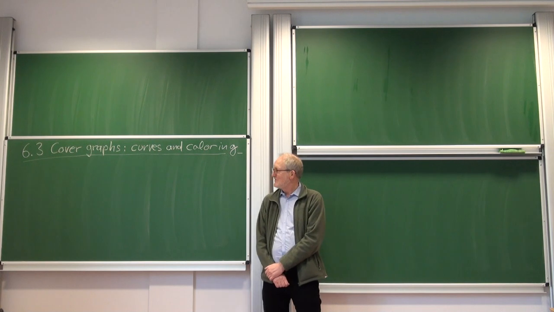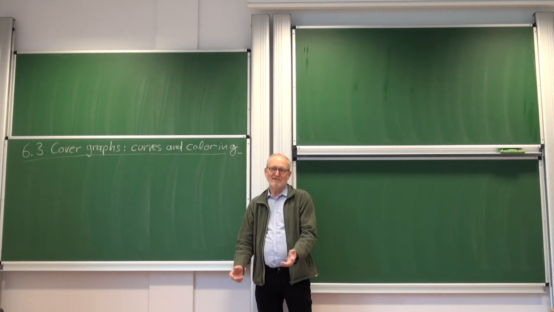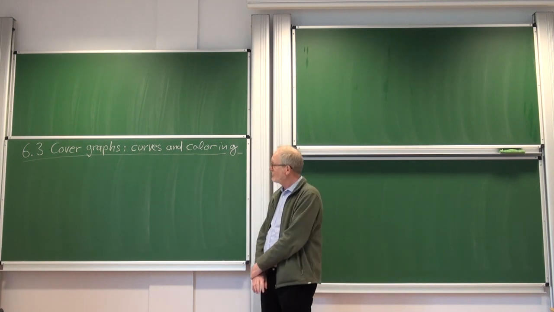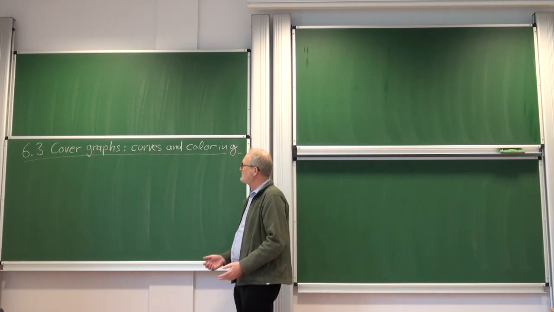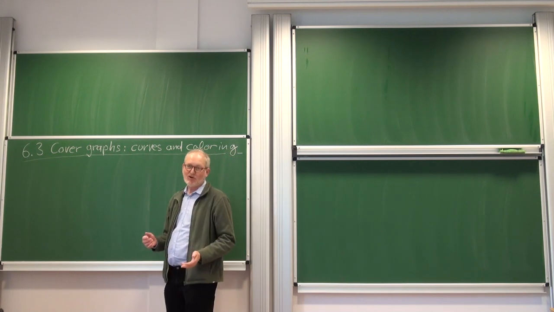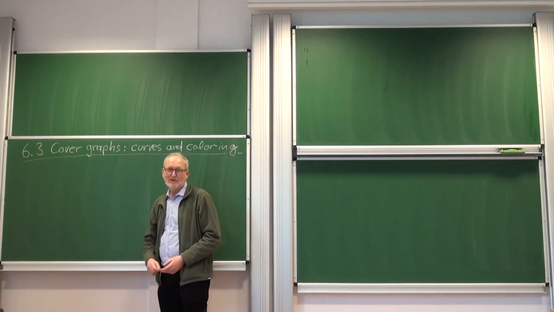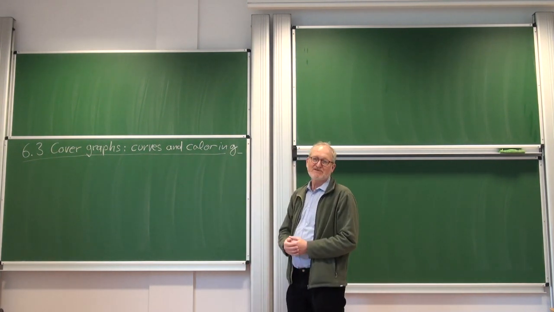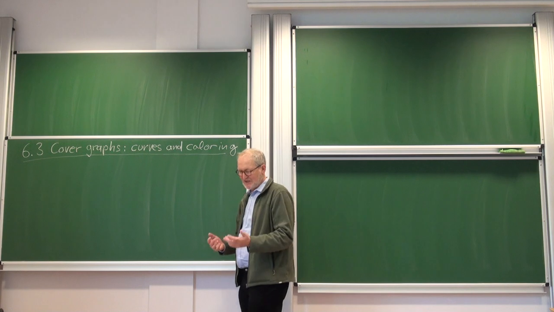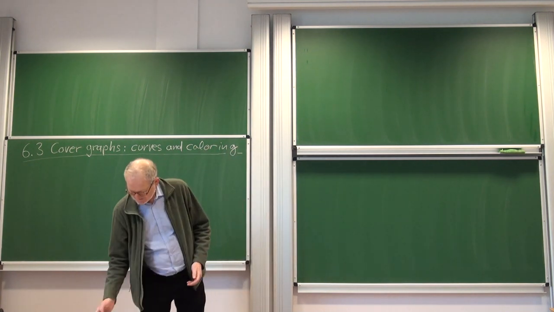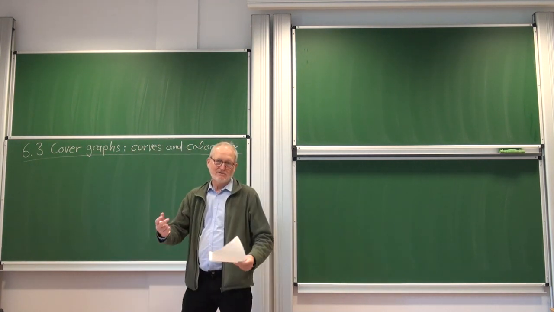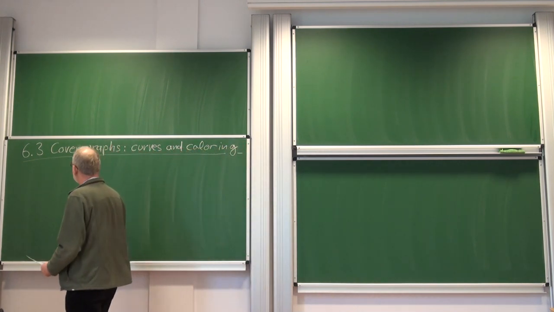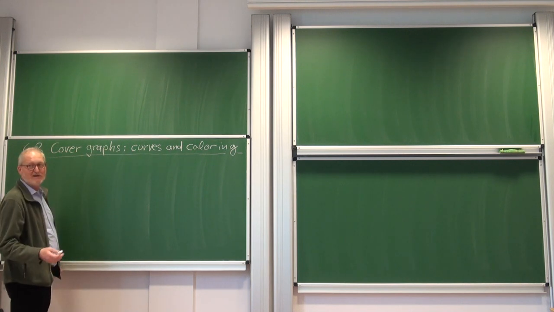This is the third lecture in the chapter on extremal problems. And today we are going to talk about representations of orders with geometric objects, in particular with curves, and also about colorings of cover graphs. And it will turn out that these things are kind of related, and we will have some implications for the taxonomy of colorings.